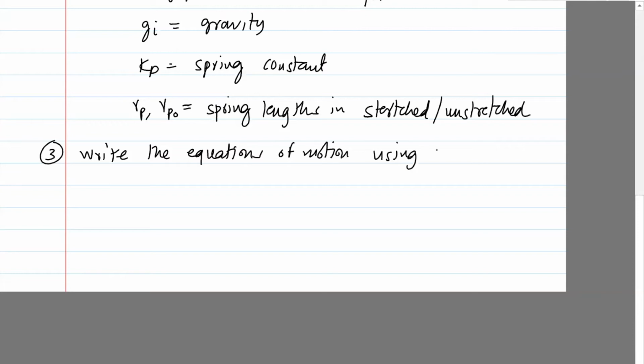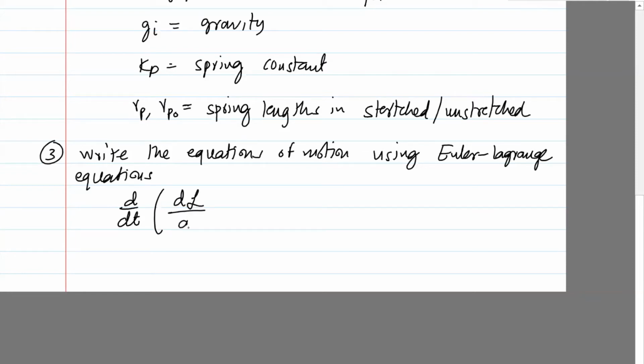Using Euler Lagrange equations. So what is the Euler Lagrange equation? Well, it is written as follows: d dt of the partial derivative of the Lagrangian with respect to q dot j, and I'll define what q is in a bit, minus the partial derivative of the Lagrangian with respect to q j equals capital Q j. Note that I made an error here. This should have been the partial derivative and not the full derivative.